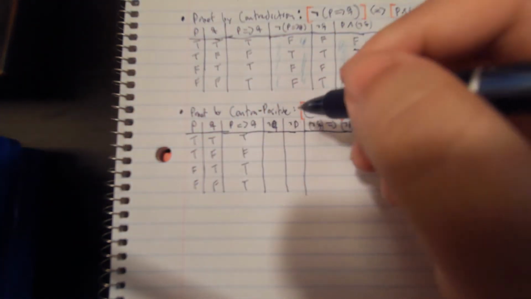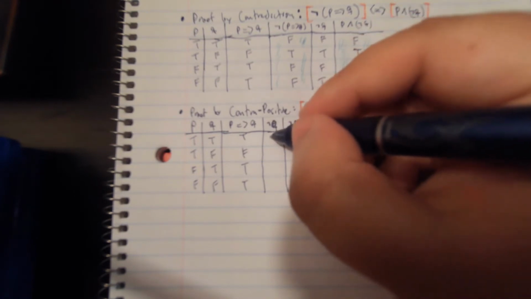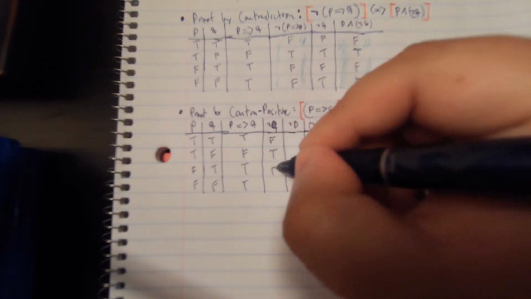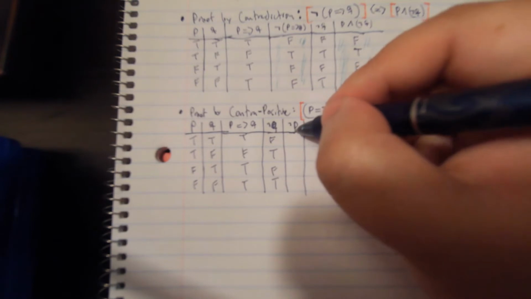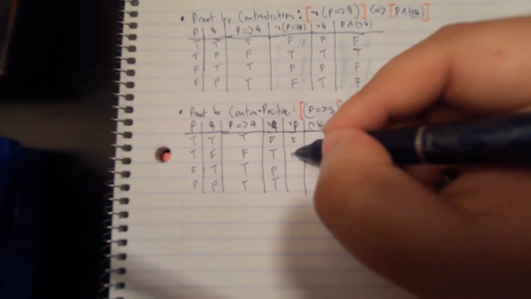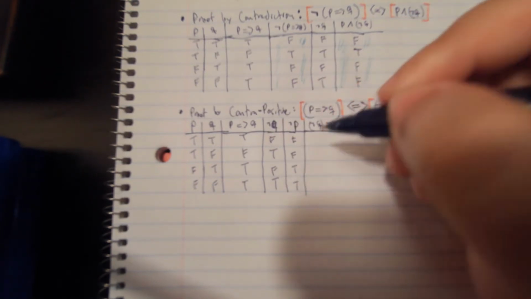So same old. True, true, false, false. True, false, true, false, right? And then this is going to be true, false, true, true. Okay, not Q, this one's false, true, false, true. And then not P is false, false, true, true, right?